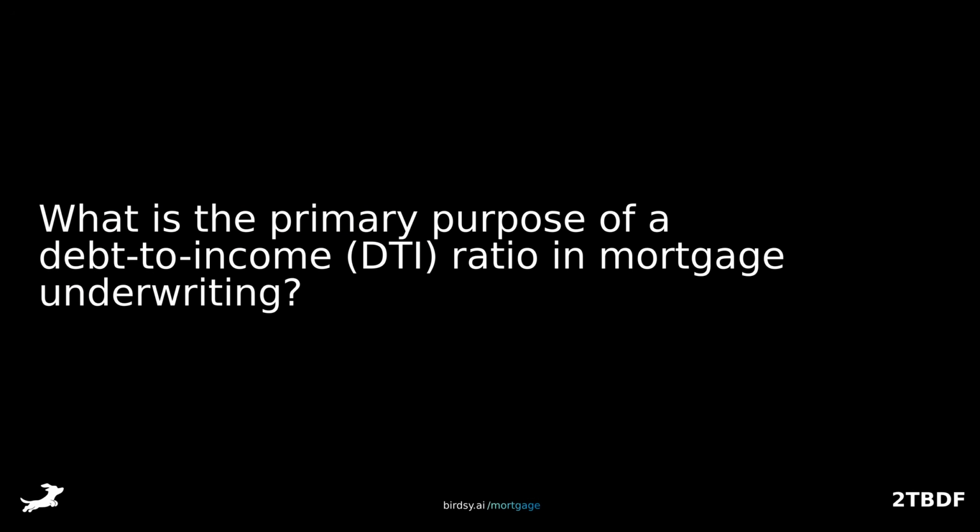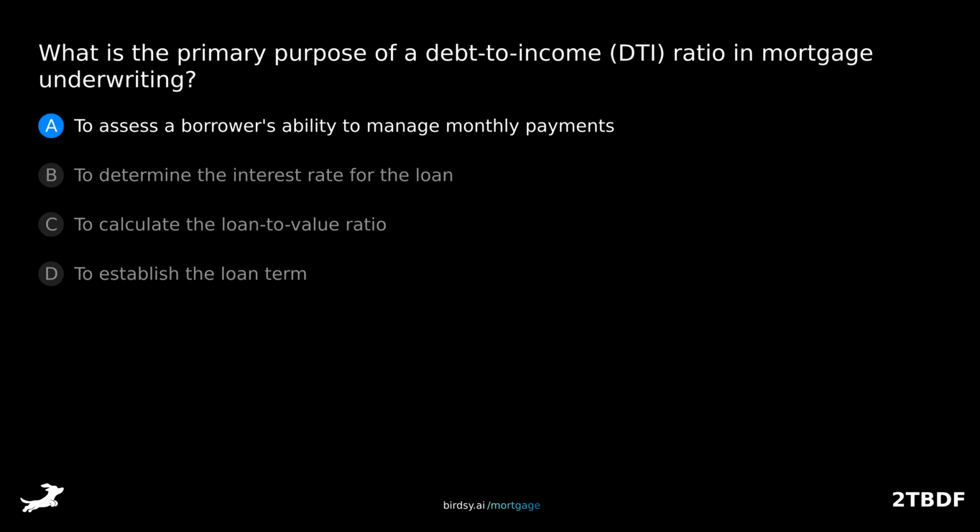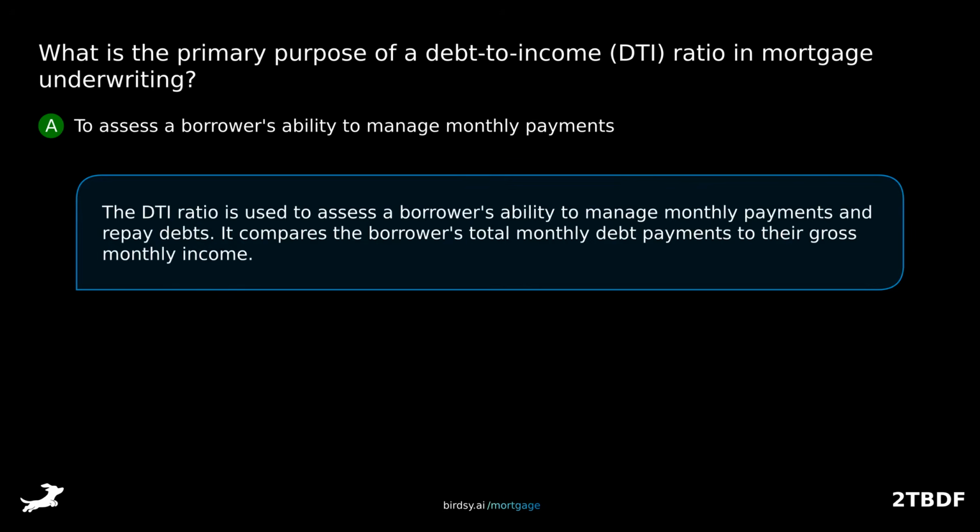What is the primary purpose of a debt-to-income ratio in mortgage underwriting? Is it A, to assess a borrower's ability to manage monthly payments? B, to determine the interest rate for the loan? C, to calculate the loan-to-value ratio? Or D, to establish the loan term? The answer is A, to assess a borrower's ability to manage monthly payments. The DTI ratio is used to assess a borrower's ability to manage monthly payments and repay debts. It compares the borrower's total monthly debt payments to their gross monthly income.